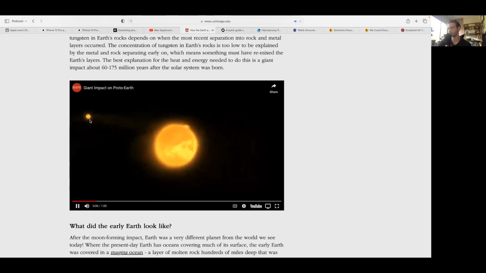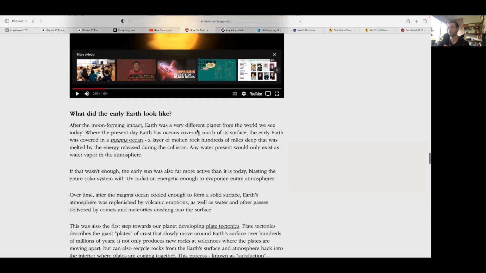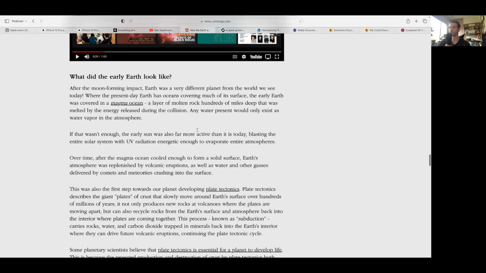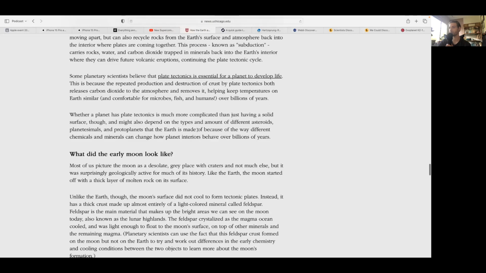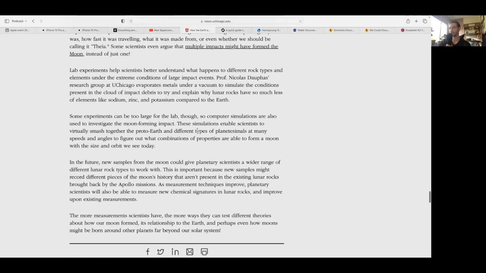Boom, gets sucked into the Earth, and that goes right there. So different than this one. I will trust the other one more so. And then the article continues to talk about what the early Earth and moon looked like.